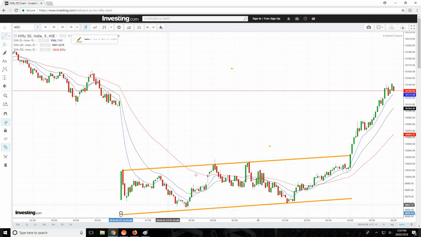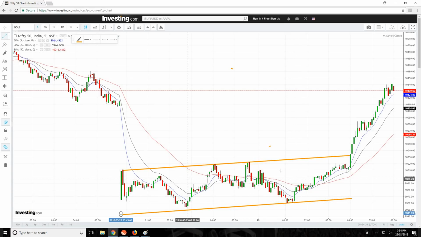Now you can see that this is in a very proper channel, with two parallel trend lines. As Nifty was coming down, I saw this swing low and I immediately drew this trend line. This helped me project that Nifty may come down and take support somewhere around this level.